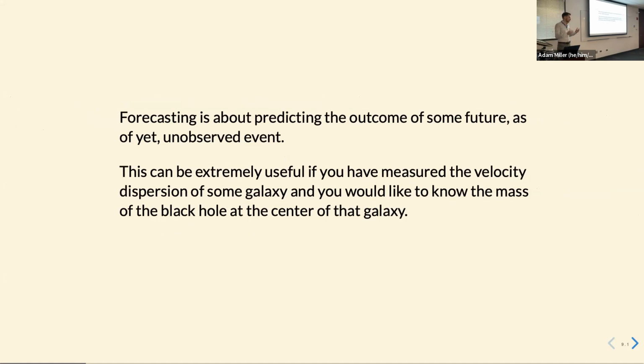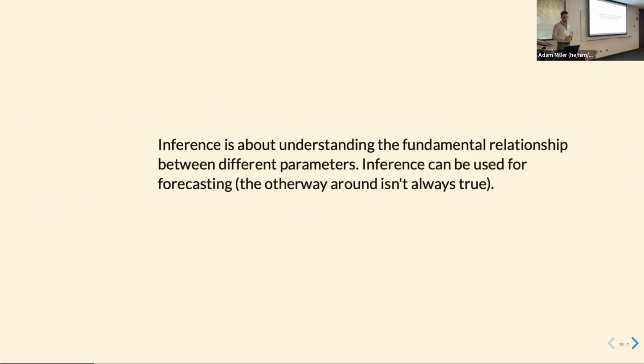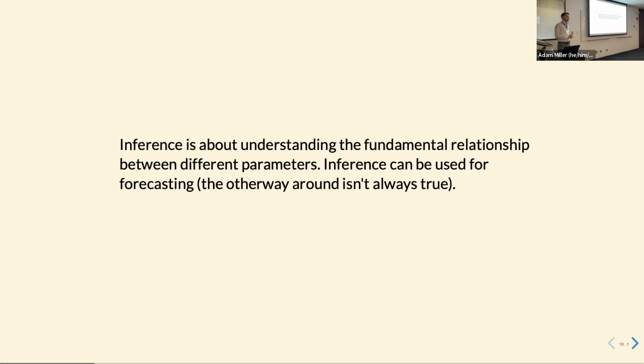Now, even for us astronomers, this can be incredibly cool, right? Suppose you have measured the velocity dispersion of the central region of some galaxy. This actually then will allow you to infer the mass of the black hole at the center of that galaxy. We can come up with many other examples throughout our field. Inference is about understanding the fundamental relationship between different parameters. Inference can be used for forecasting.